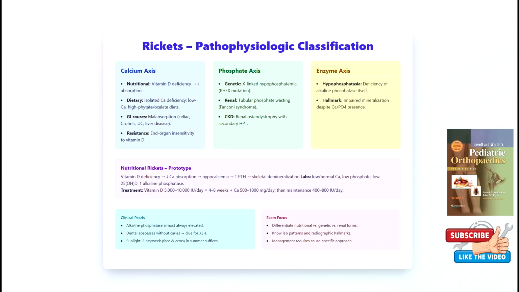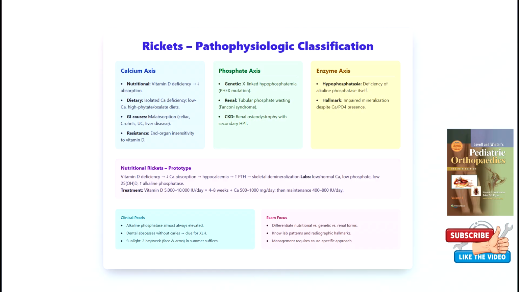Treatment involves oral phosphate supplementation divided into multiple daily doses and active vitamin D analogs like calcitriol. This treatment requires careful monitoring because overcorrection can cause secondary parathyroidism and soft tissue calcification.